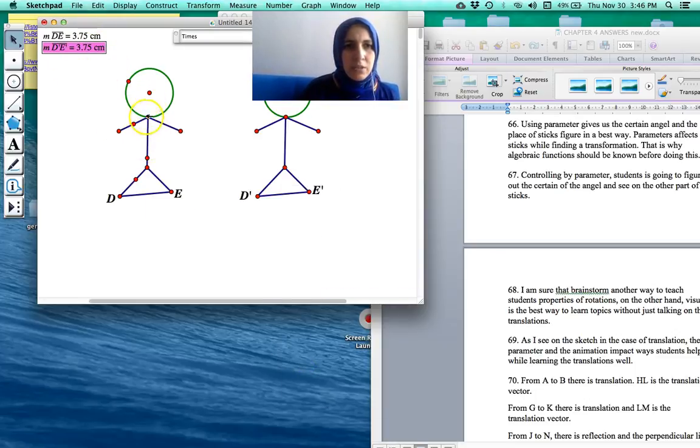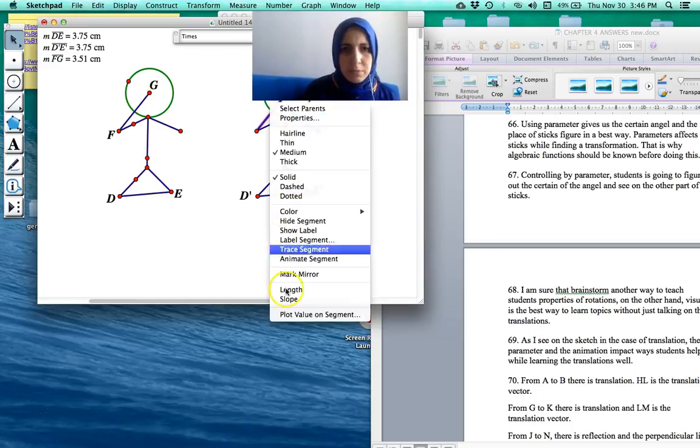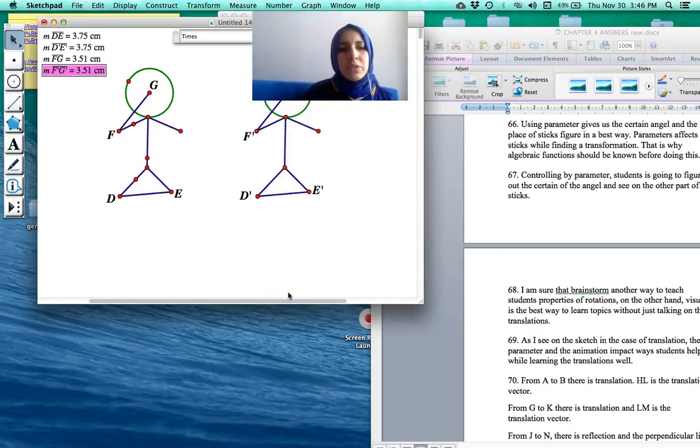And also we can look at this distance, for example, leg to head, the center, and leg to center. And look at the length, 3.51 centimeters and 3.51 centimeters. As you see, they are totally the same size. Okay, make it.